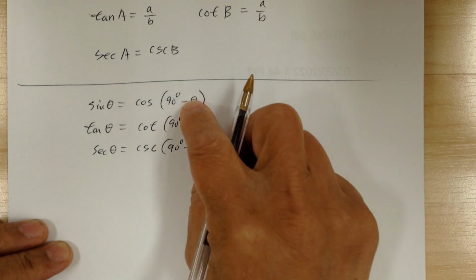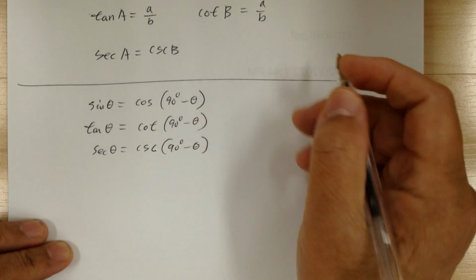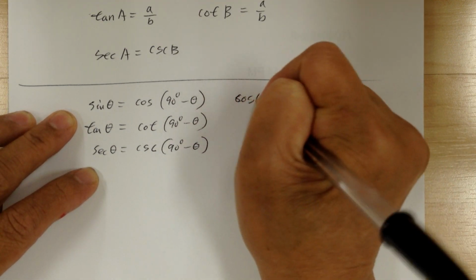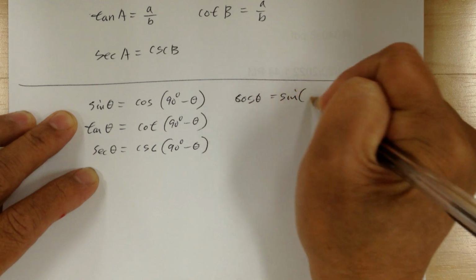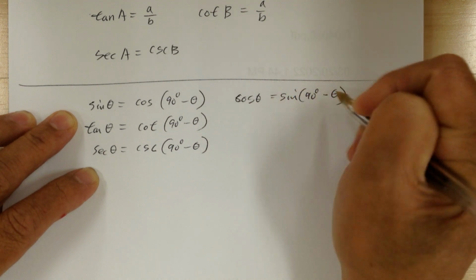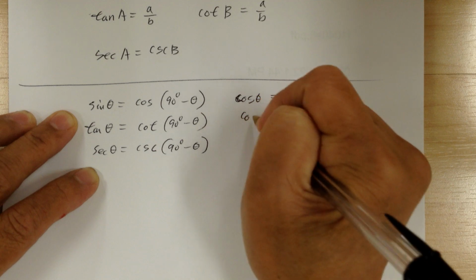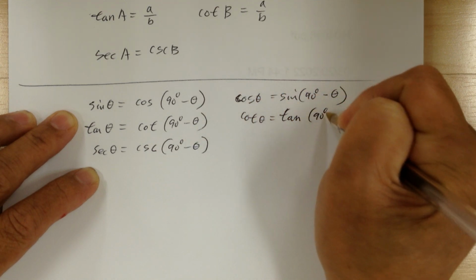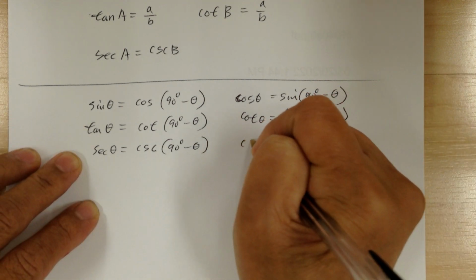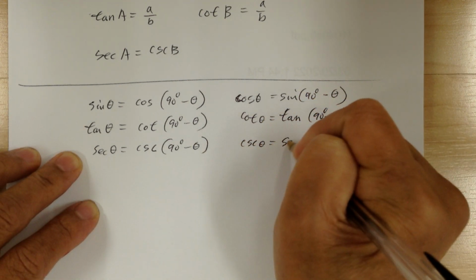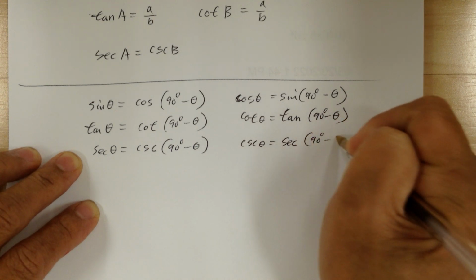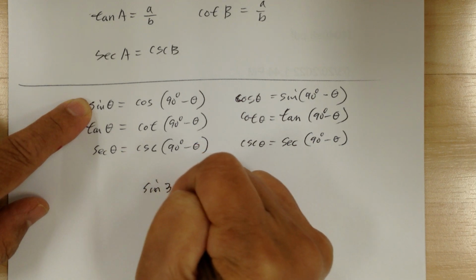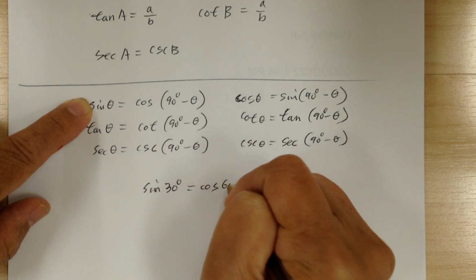Okay, so what I'm saying is that, and you got the other one, so it's the same thing. It's vice versa. So you got cosine theta equal to sine of 90 degrees minus theta. And you got cotangent theta equal to tangent of 90 degrees minus theta. And you got cosecant theta equal to secant of 90 degrees minus theta. So what all this is saying is that the sine of 30 degrees will equal the cosine of 60 degrees.